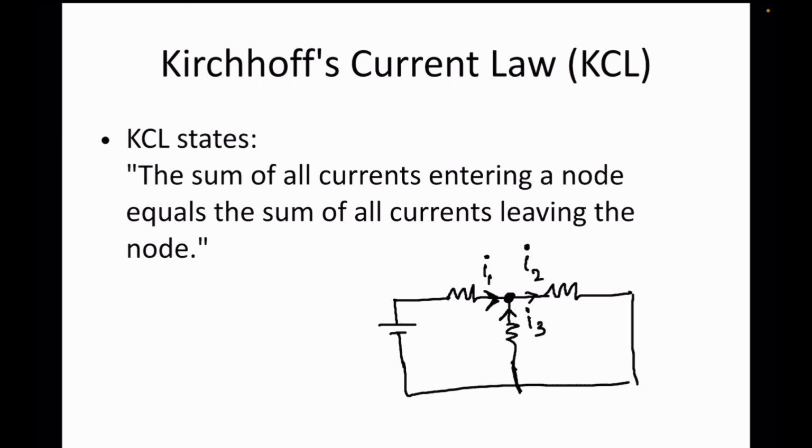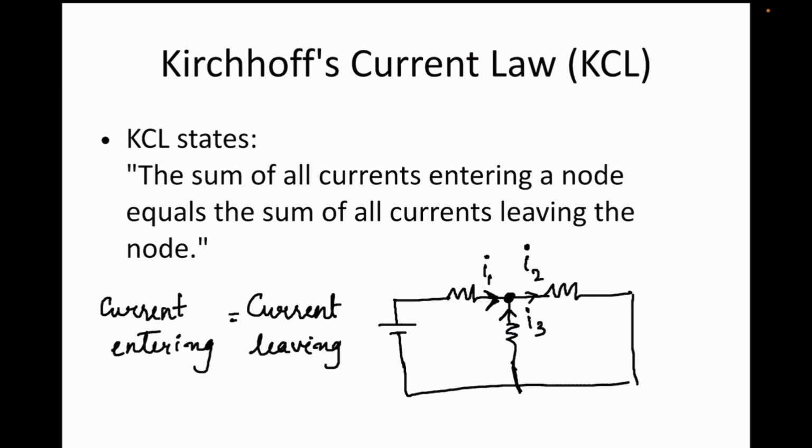Mathematically, we can represent it as current entering is equal to current leaving. Okay, or we can say summation of I in is equal to summation of I out. Okay, so here I1 and I3 are entering currents and I2 is a leaving current. So we can say I1 plus I3 is equal to I2.